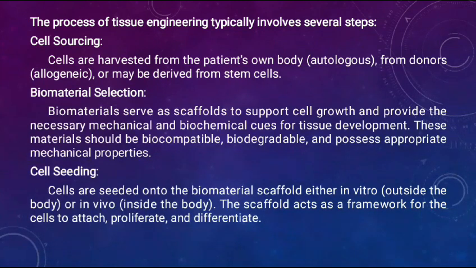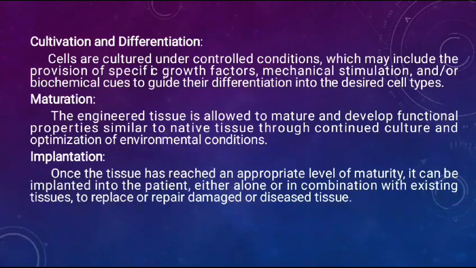Cell seeding. Cells are seeded onto the biomaterial scaffold either in vitro, that is outside the body, or in vivo, that is inside the body. The scaffold acts as a framework for the cells to attach, proliferate, and differentiate. Cultivation and differentiation. Cells are cultured under controlled conditions, which may include the provision of specific growth factors, mechanical stimulation, and or biochemical cues to guide their differentiation into the desired cell type.